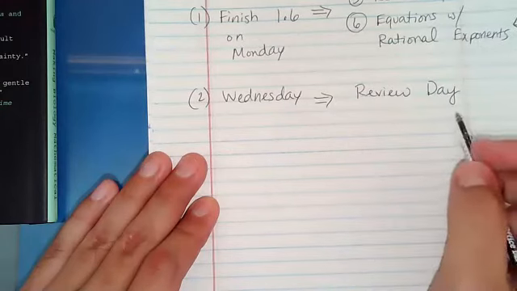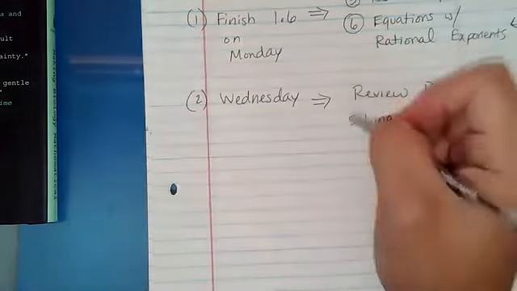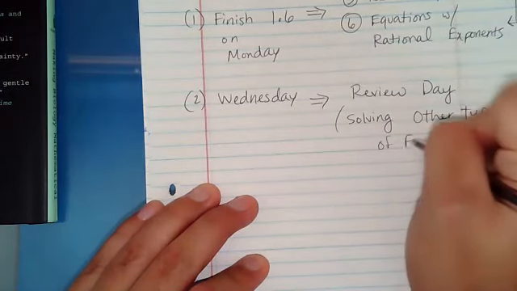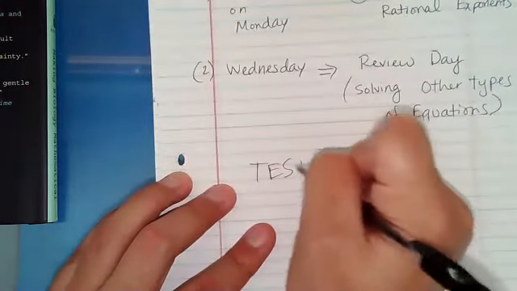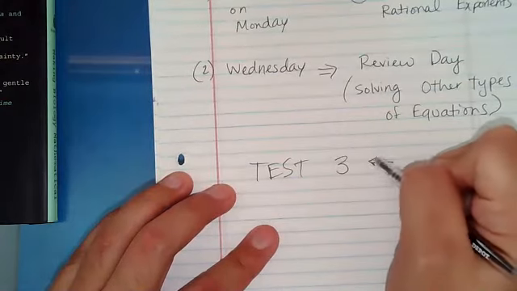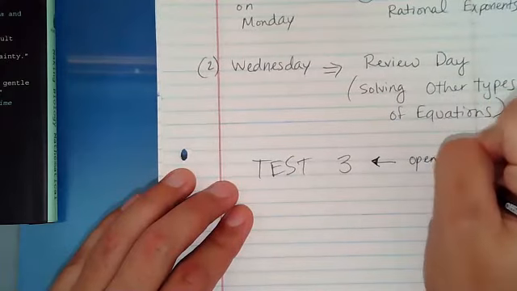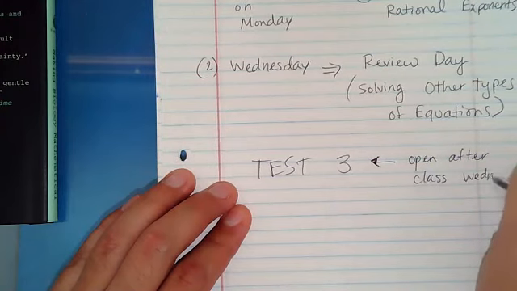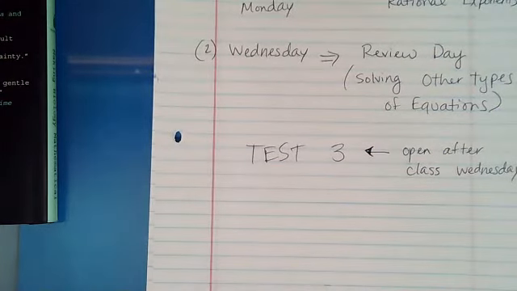So we'll meet on that Wednesday, and we're going to go through solving, as review, all of these other types of equations that we're being exposed to now. And then we're going to be taking test 3. So I'm going to be creating that over the weekend, but I won't open that up. I'll open that up after class on Wednesday. Next Wednesday. Okay. And then it'll be open for a week like normal. And then we'll get into some new material after that.